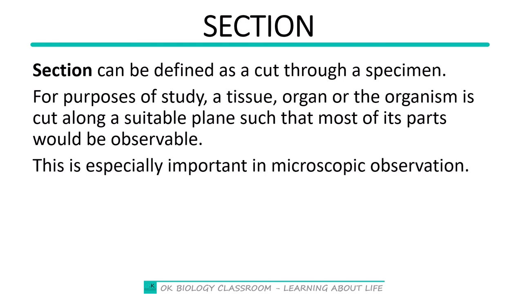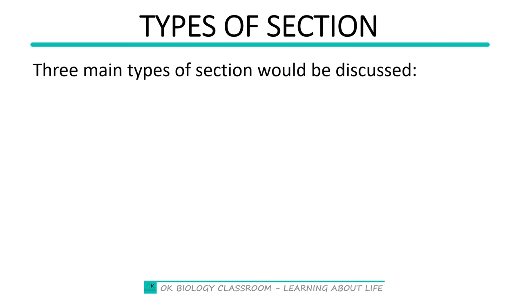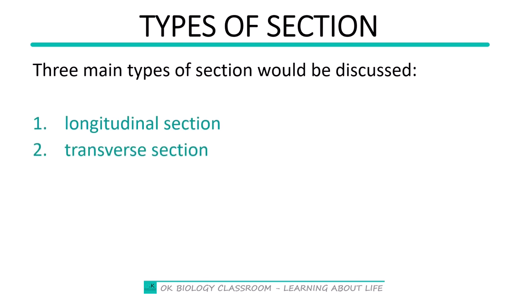It is especially important in microscopic observation, although not only that. When it is microscopic observation, it means the section that is going to be done should be done rightly. There are three main types of section that we are going to look at: the longitudinal section, transverse section, and vertical section.